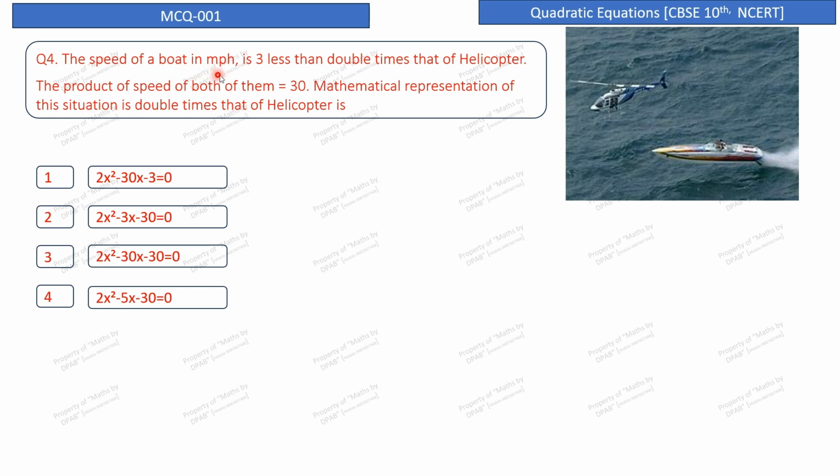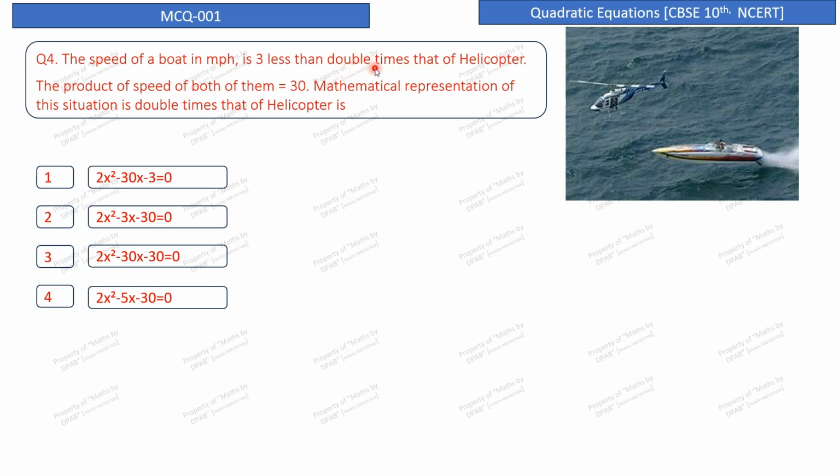The speed of a boat in miles per hour is 3 less than double that of the helicopter. The product of the speed of both of them is equal to 30. Mathematical representation of the situation: double that of the helicopter. That means if you assume the helicopter speed is x, the speed of the boat will be double the helicopter speed.